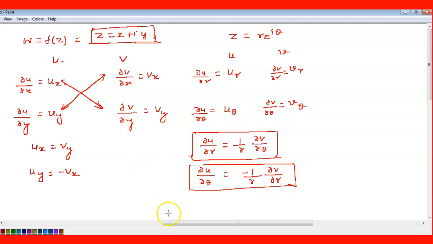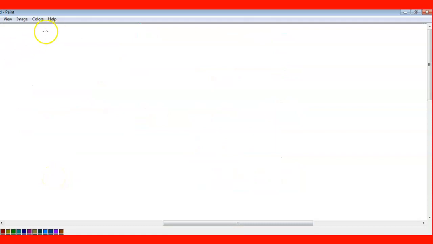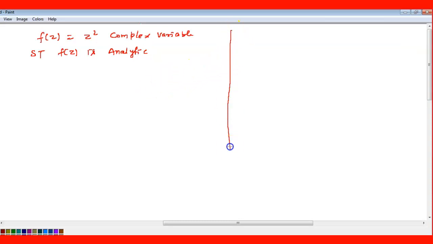Okay, any doubt here? We will do the same example which I took at the beginning of the lecture. I said f of z equals z square, where z is the complex variable, so that this f of z is analytic. We will do it in both the Cartesian form and the polar form, and then I will tell you which method to use for which type of problem. First I will do it in the Cartesian form, and then I will do the same question in the polar form.